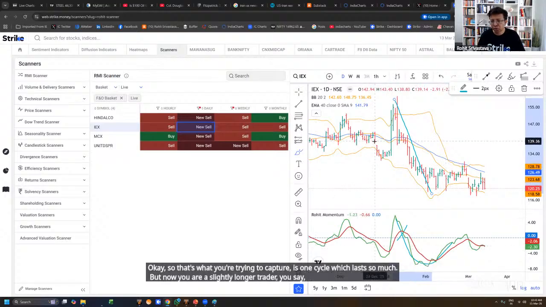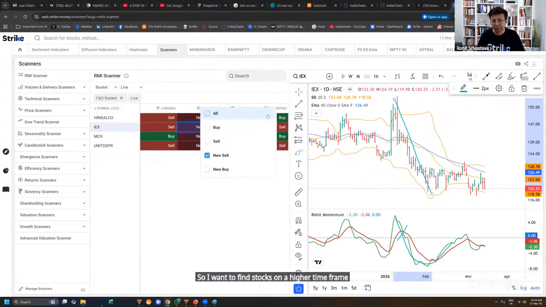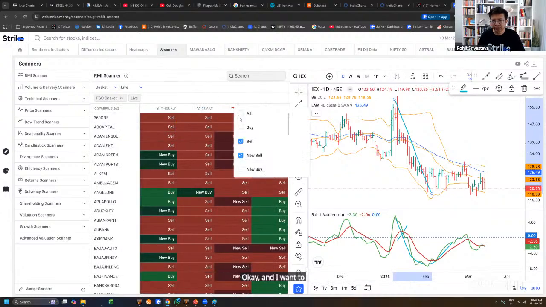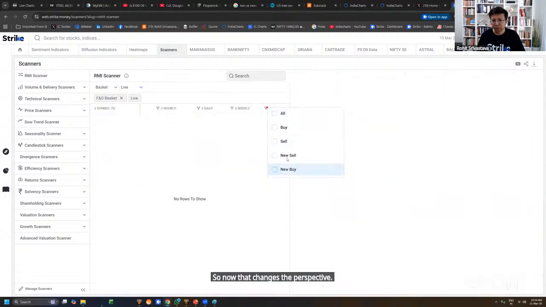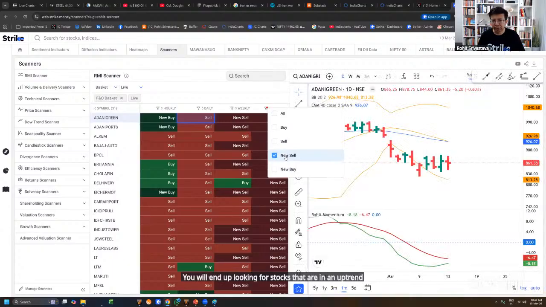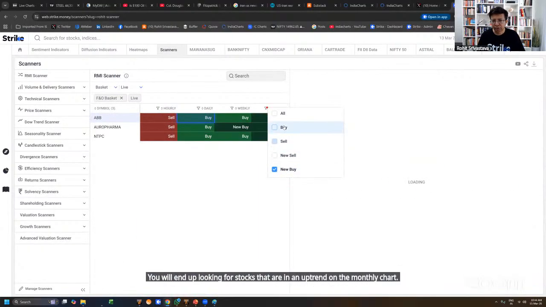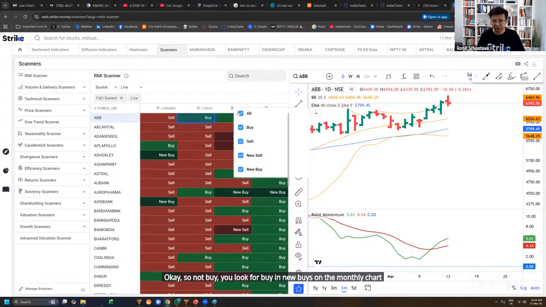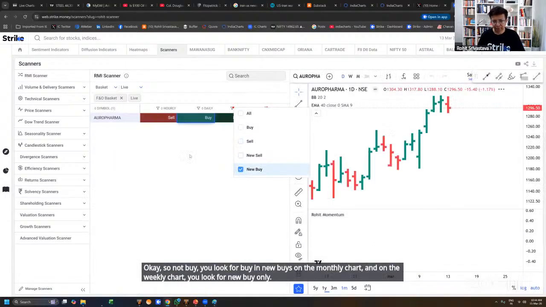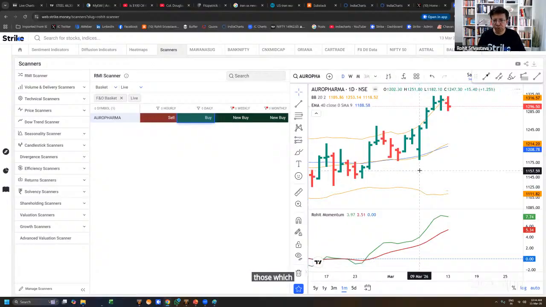You say, I want to hold on for 6 months. So I want to find stocks on a higher time frame, and I want to find stocks which I can buy. So now that changes the perspective. You will end up looking for stocks that are in an uptrend on the monthly chart. So you look for buy and new buys on the monthly chart, and on the weekly chart, you look for new buy only, those which are giving me a new buying signal today.